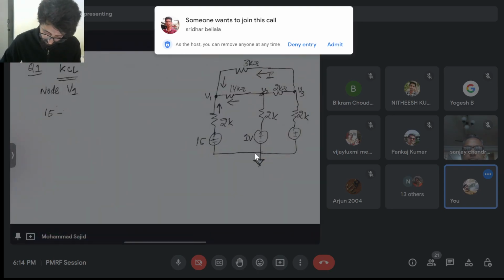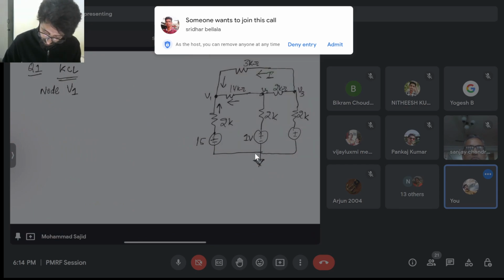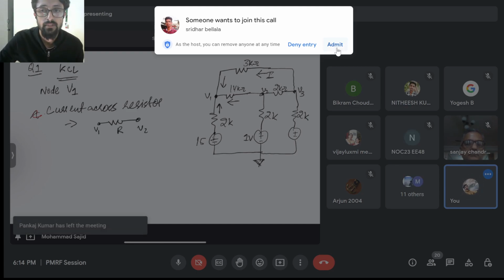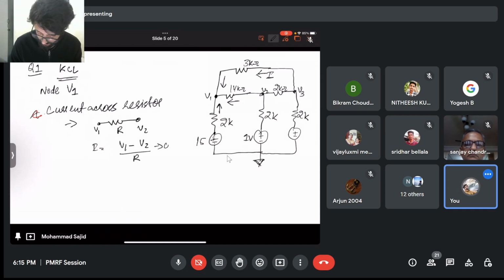Current across a resistor can be defined as, if you have potential V1 here, V2 here, and R here, the current will be defined as V1 minus V2 divided by R. This is simple Ohm's law, right?